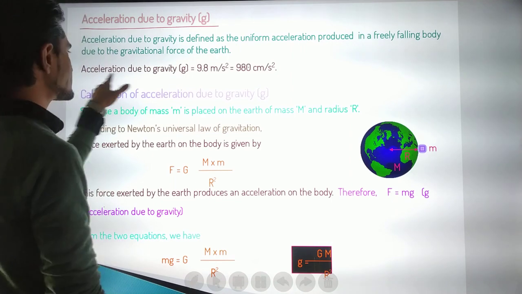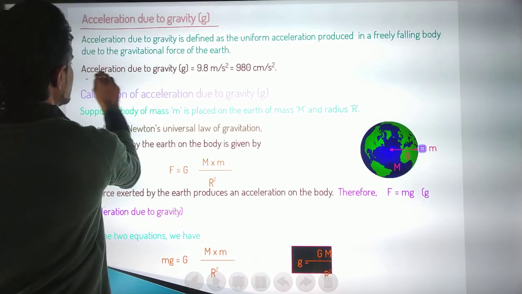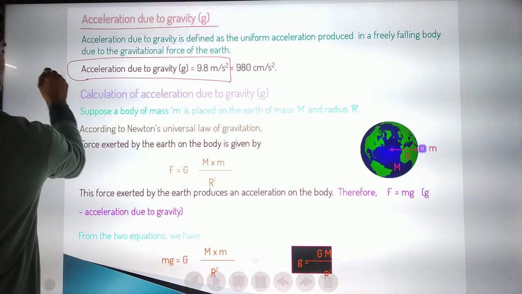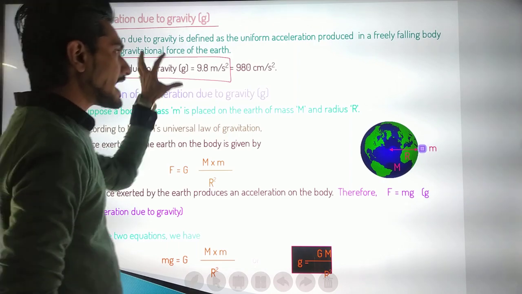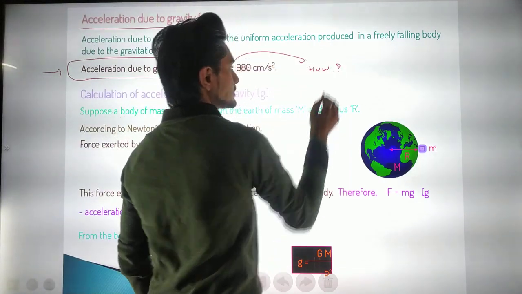See, here is the first thing that they have already given, that what we are going to prove is acceleration due to the gravity is 9.8 meter per second square. But how does this value come? How?